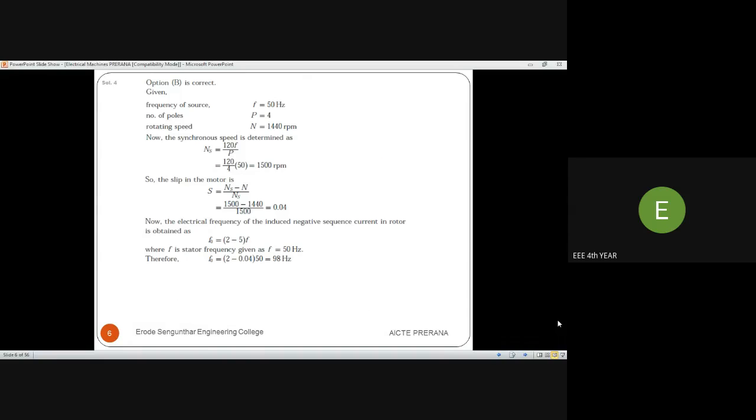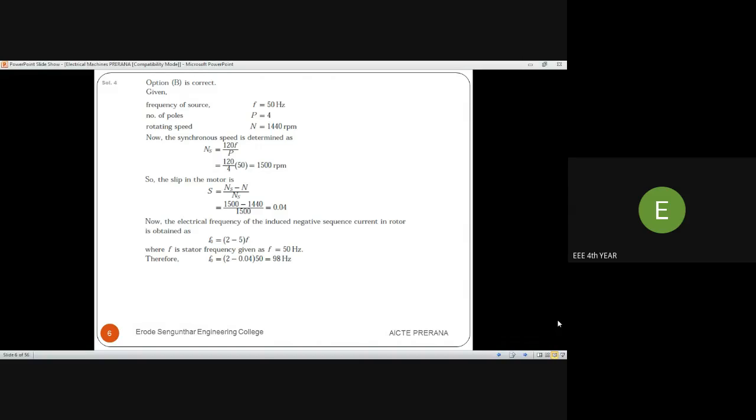We go for the solution. Question number 4, option B is correct. How is it possible? The frequency of the supply is F equal to 50 Hz, number of poles P equal to 4, and the speed of the motor N equal to 1440 rpm. We know the relationship between synchronous speed, frequency and number of poles, that is Ns equal to 120 F divided by P. Substituting these parameters in this equation, we get the synchronous speed of the induction motor, Ns equal to 1500 rpm.